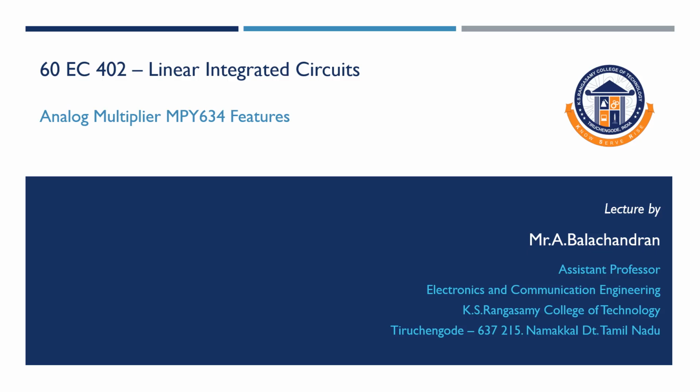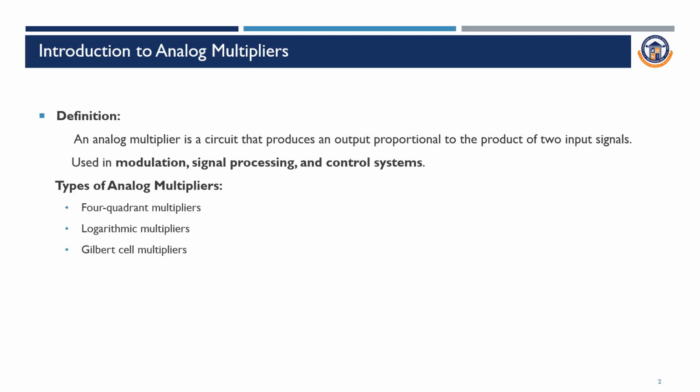In this session, we are going to see the topic from linear integrated circuits, that is analog multiplier MPY 634 features. Introduction to analog multipliers: we know that an analog multiplier produces an output which is proportional to the product of the two input signals divided by the reference voltage. That is, Vx into Vy divided by V reference. That V reference is approximately, most of the time, taken as 10 volt. And this analog multiplier is used in modulation, signal processing and control systems.